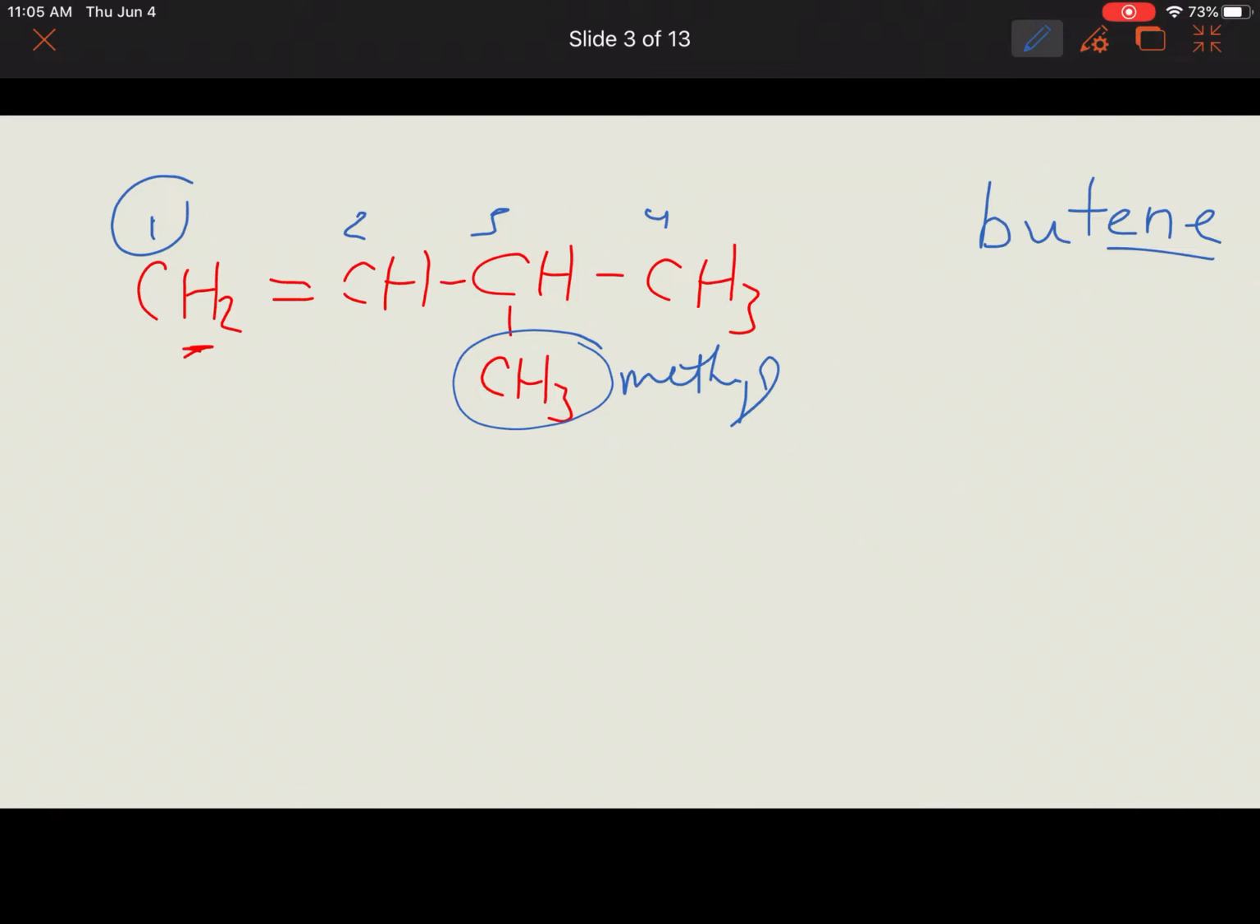So the name of this is going to be 3-methyl-1-butene. Remember, there are always dashes between letters and numbers. This 3 indicates where the methyl group is, where the radical is. This 1 indicates where the double bond is.